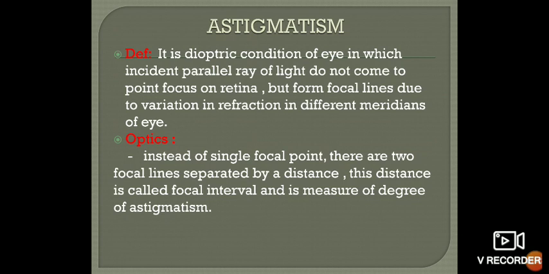So instead of a single focal point, there are two focal lines separated by a distance, and this distance is called the focal interval and is a measure of the degree of astigmatism. Remember, the more the focal interval, the more is the astigmatism. More is the difference in the refractive power of the two meridians. Remember.